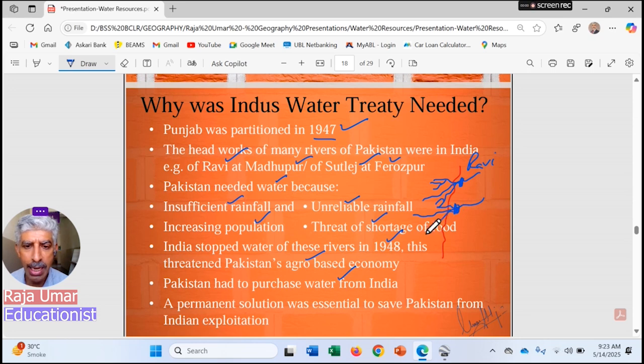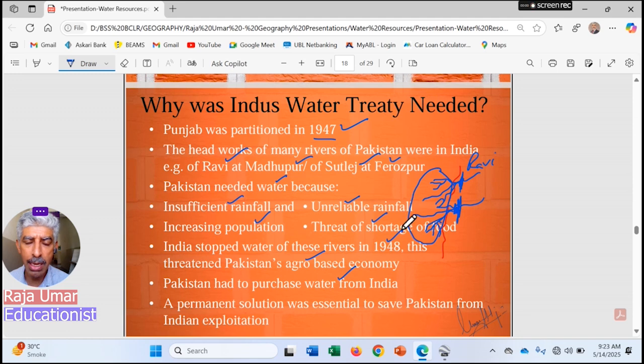So they were irrigating Pakistani lands like this. So what India did, India stopped the waters of Madhupur headworks and Ferozpur headworks to stop waters coming to Pakistan through these canals. So it was a threat that these areas of Pakistan would become barren just because of the deficiency or lack of water which was stopped by India.